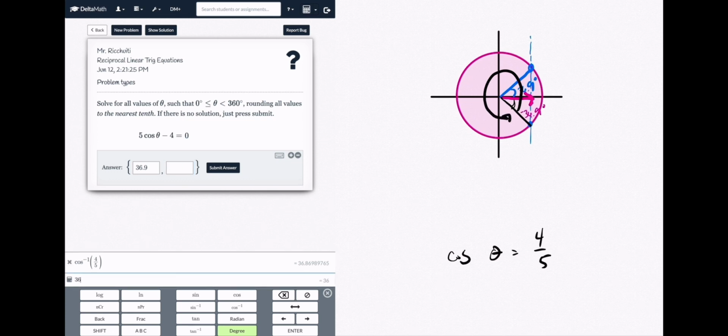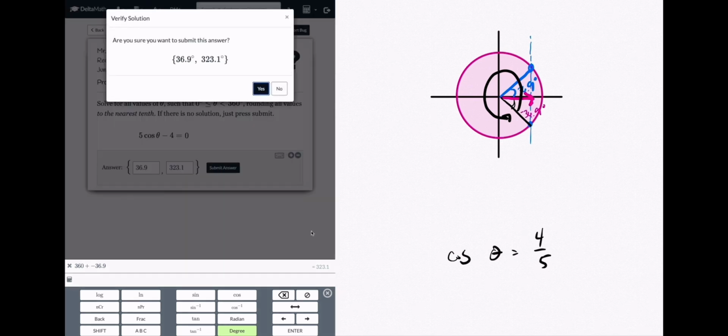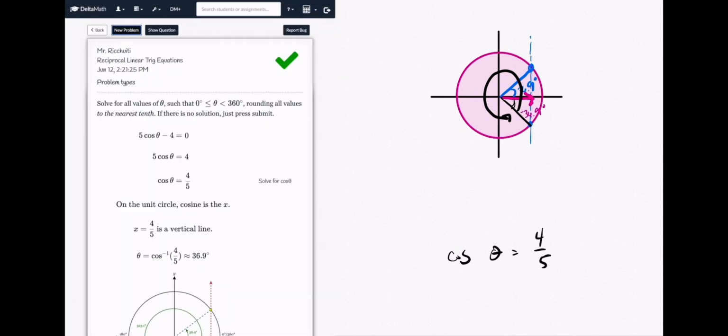In our on-screen calculator, what that would look like is 360 plus the negative of that 36.9 degree solution, which you can see gives us back 323.1 degrees. And so that is the second and final solution that we'll go ahead and submit. And as we do so, we can see that we have correctly solved this trigonometric equation.